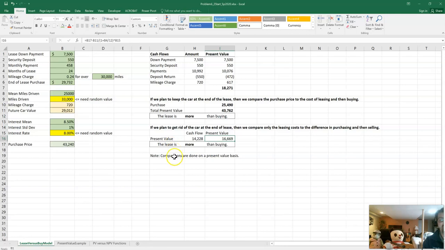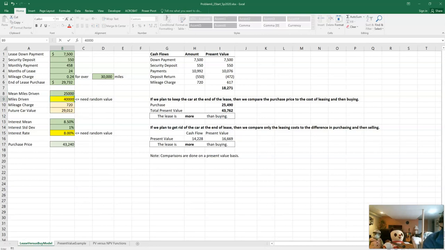You'll notice it's not that far off though, especially if I keep the car completely. The keeping the car present values are remarkably close. Dumping the car in 2 years, leasing actually is quite a bit more expensive. And it's a working model. You could play the what if game.